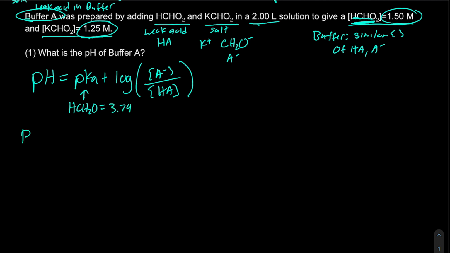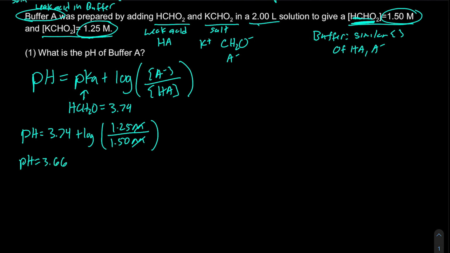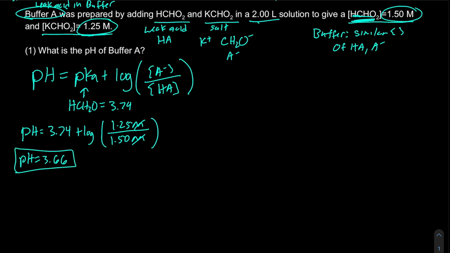Now we can plug in the information we have. Our pKa, 3.74, plus the log of our concentration of our base, 1.25 molarity, over the concentration of our acid, 1.50 molarity. We would get a pH of 3.66. Now again, this is a buffer, and we are able to utilize the Henderson-Hasselbalch equation.